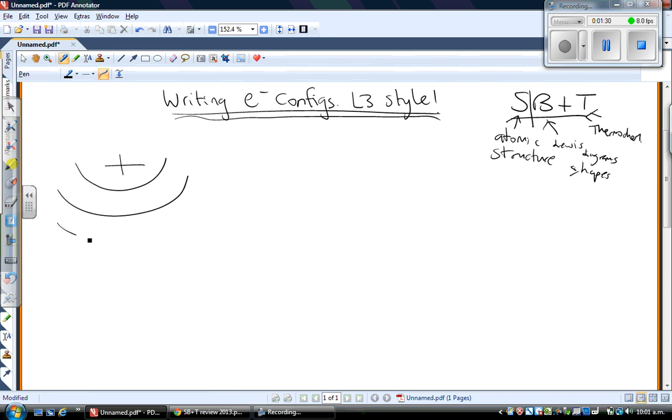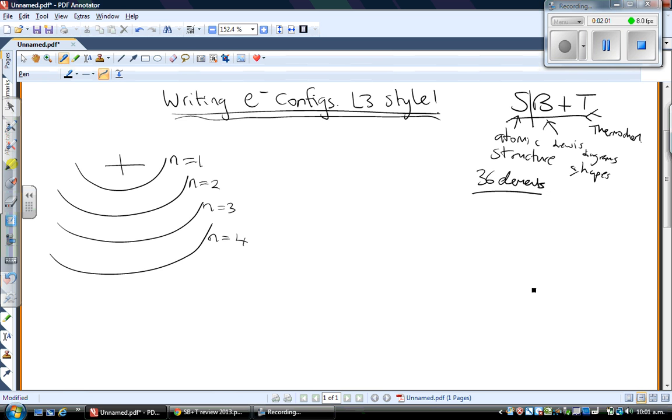I want you to move away from calling these shells, and I want you to now call them energy levels, where energy level is represented by the letter n. So that would be energy level 1, energy level 2, energy level 3, and energy level 4. For Level 3, we're particularly interested in energy levels up to number 4, because we're only interested in the atomic structure of the first 36 elements. So you just need to make sure you know how to write the electron configurations for the first 36 elements.